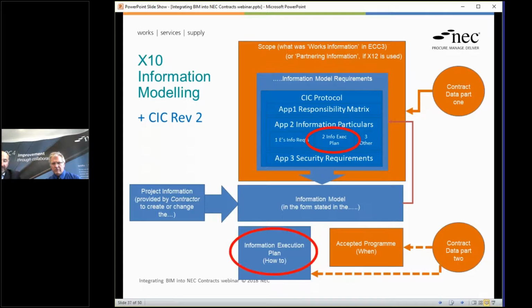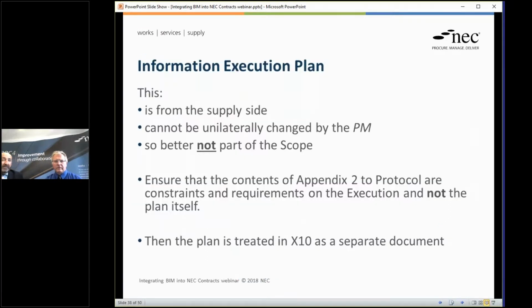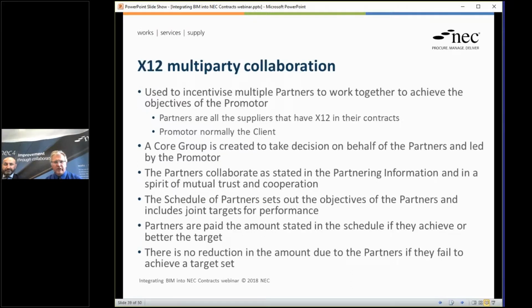Okay, and then just in relation to the point you're alluding to there, Richard, the protocol talks about the information execution plan being part of Appendix 2, i.e. part of NEC speak of the scope. And our view is actually that the scope section should only contain the requirements for what has to be provided within the information execution plan. That is a document that is provided by the supply chain. It comes from the supply side. You don't want it in the scope because you don't want the PM to have power to unilaterally change it. It is the supply chain's document. Absolutely. It's a simple thing, but quite a key thing on this whole issue.